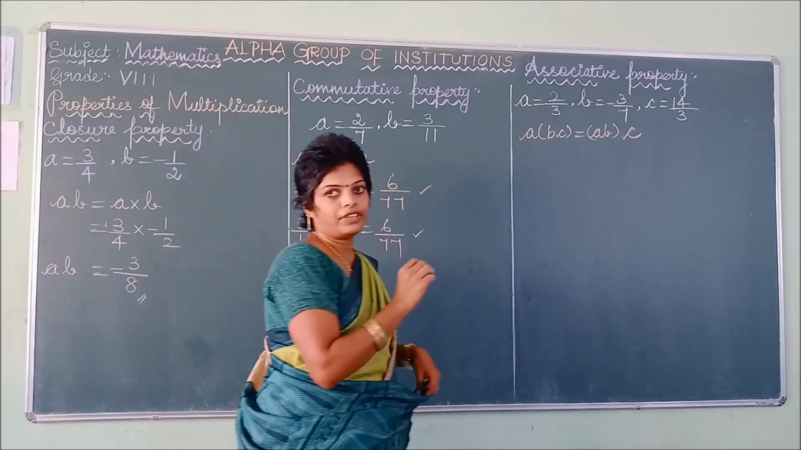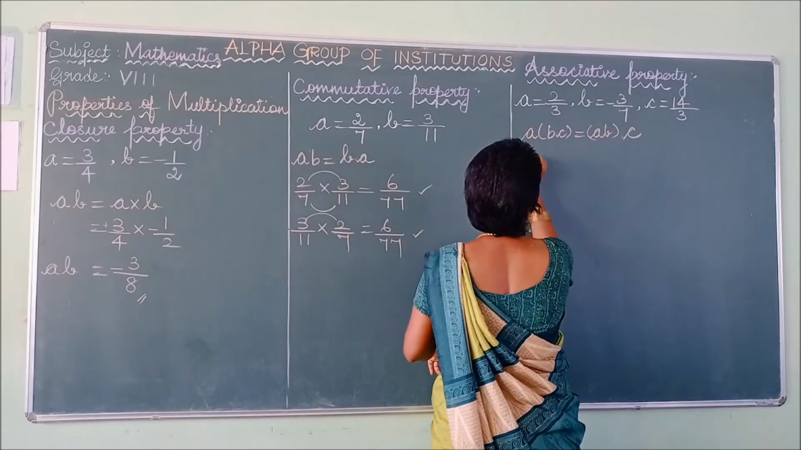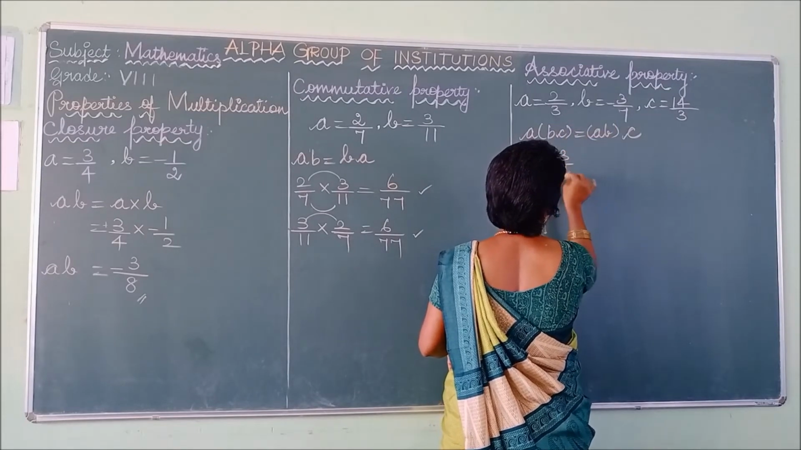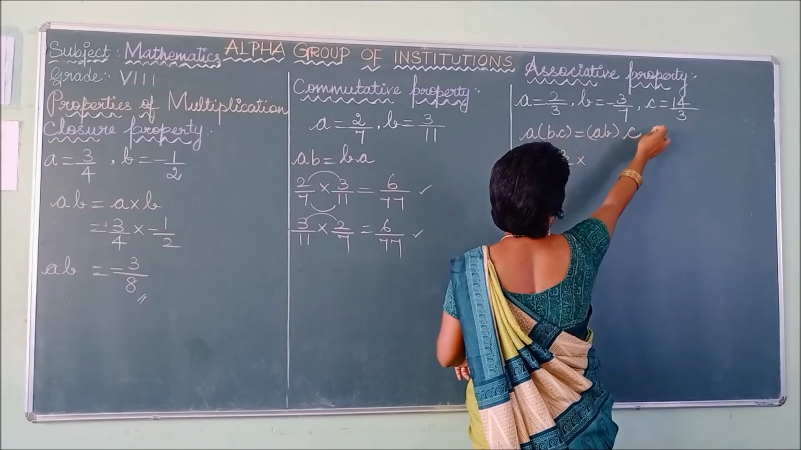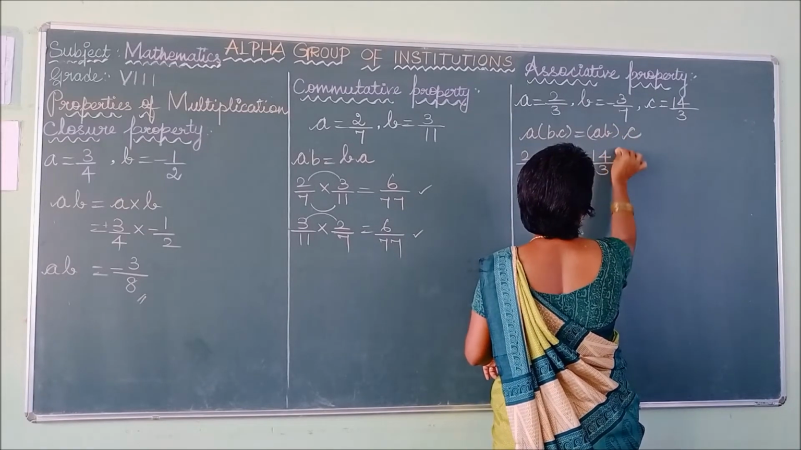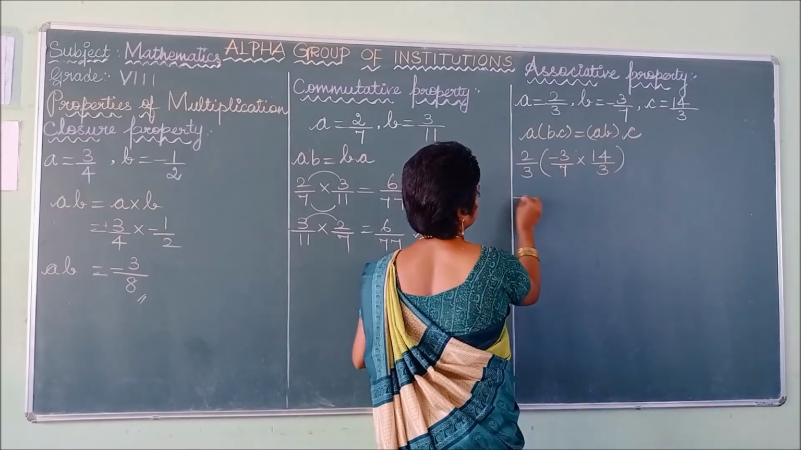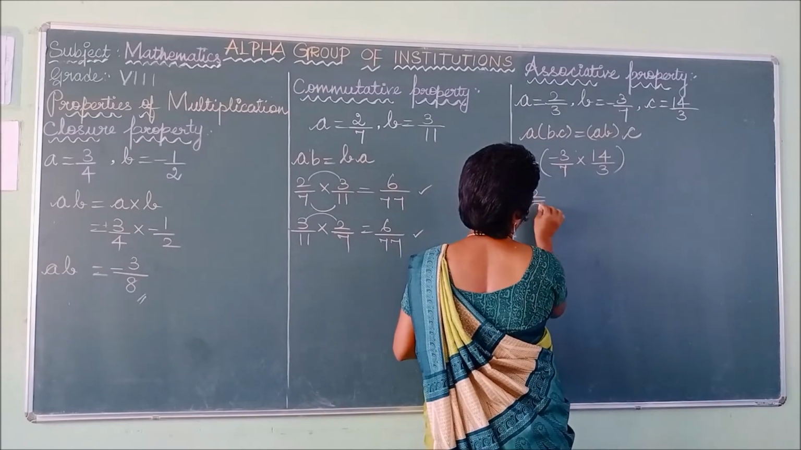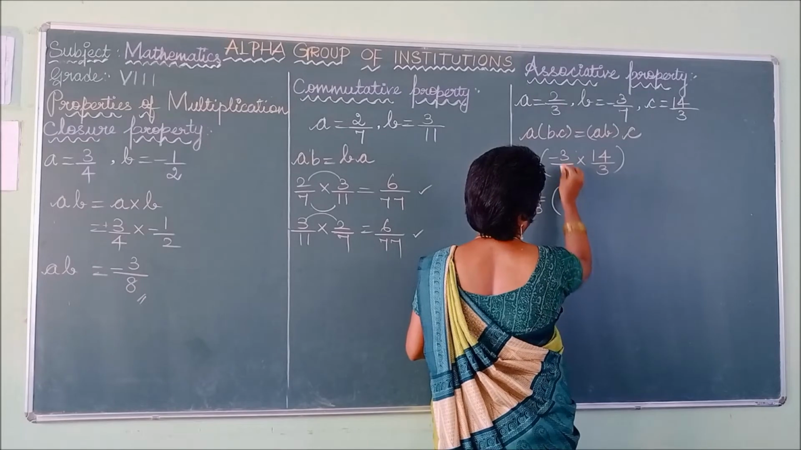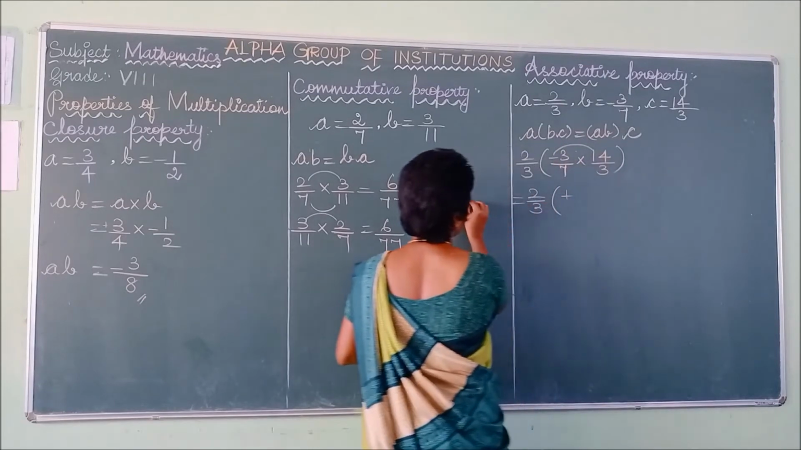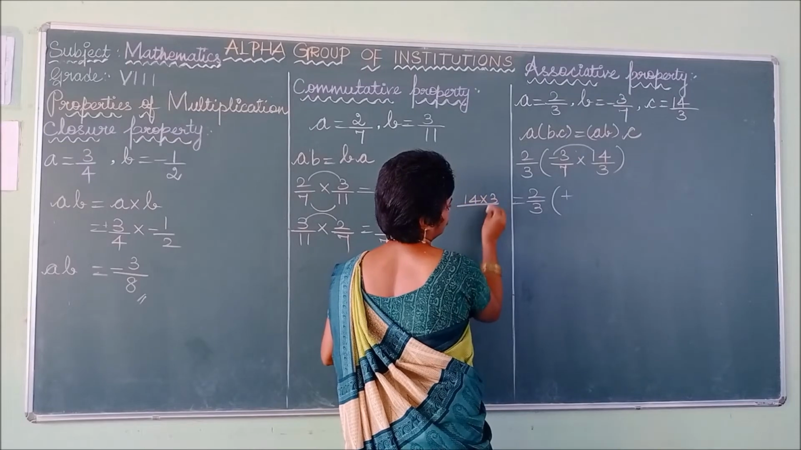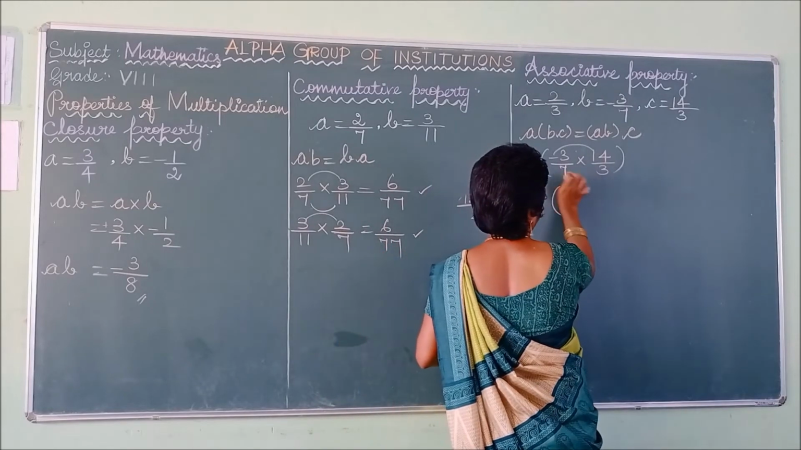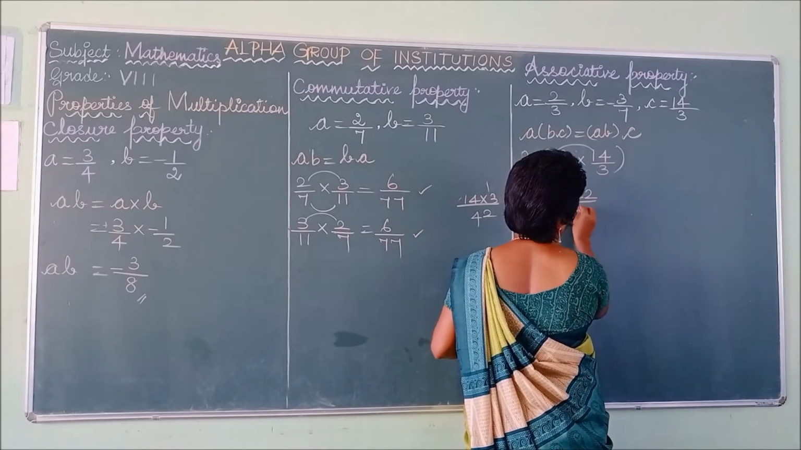Let us check with the left hand side first. What is the value for A? The value of A is 2 by 3, the value of B is minus 3 by 7, and C is 14 by 3. First we have to multiply the values in the bracket. So 2 by 3 kept as it is. Then minus into plus is minus. What is 14 into 3? 4 3s are 12, balance 1, 3 into 1 is 3, 3 plus 1, 4. 42. So minus 42 divided by 21.